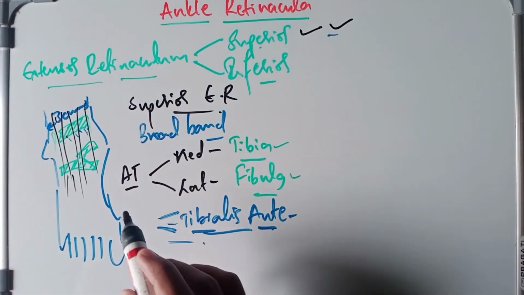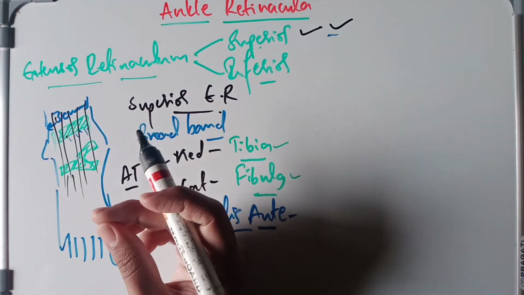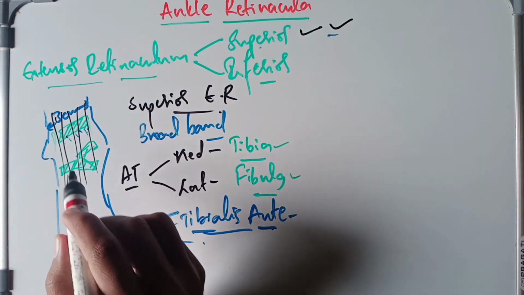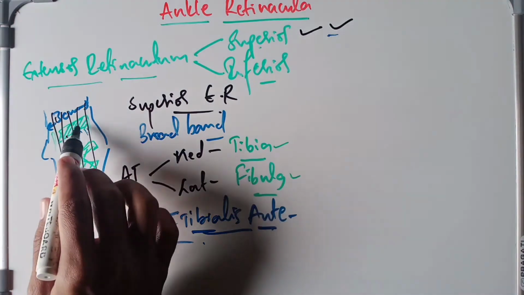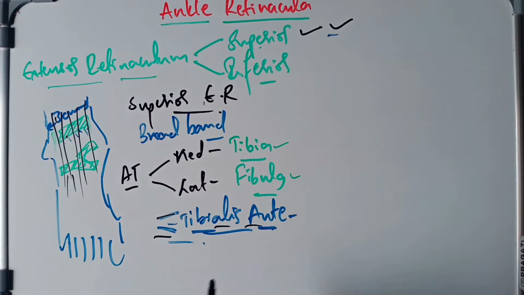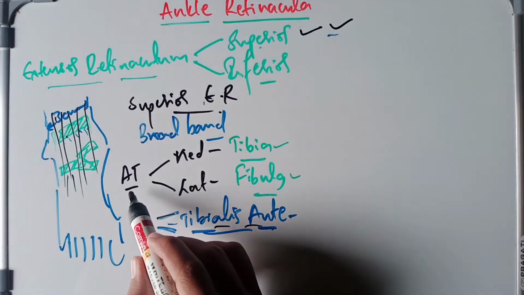So the relations of it, we are going to find the extensor hallucis longus, the deep peroneal nerve, the anterior tibial artery, the extensor digitorum longus, and also the peroneus tertius. All of these tendons we are going to find, and the superior extensor retinaculum will actually split to enclose the tendon of tibialis anterior. That is what you need to remember. So this is about the relations of it and also the attachments of it.